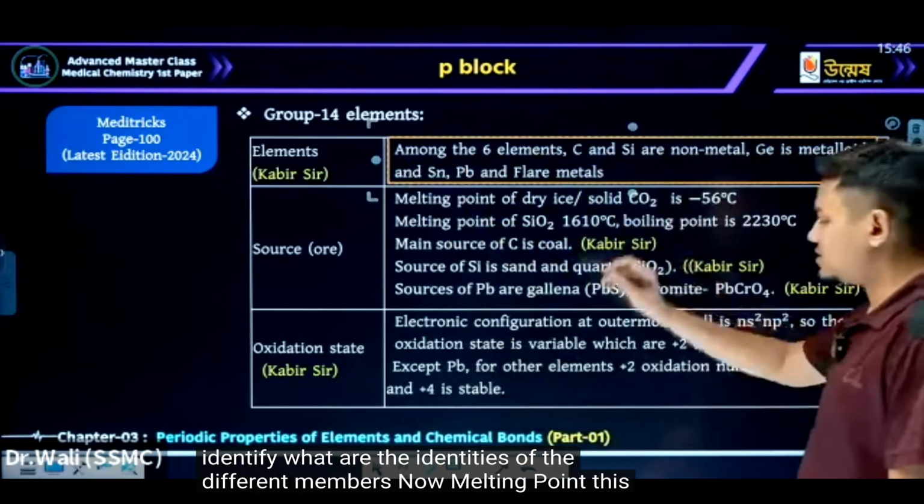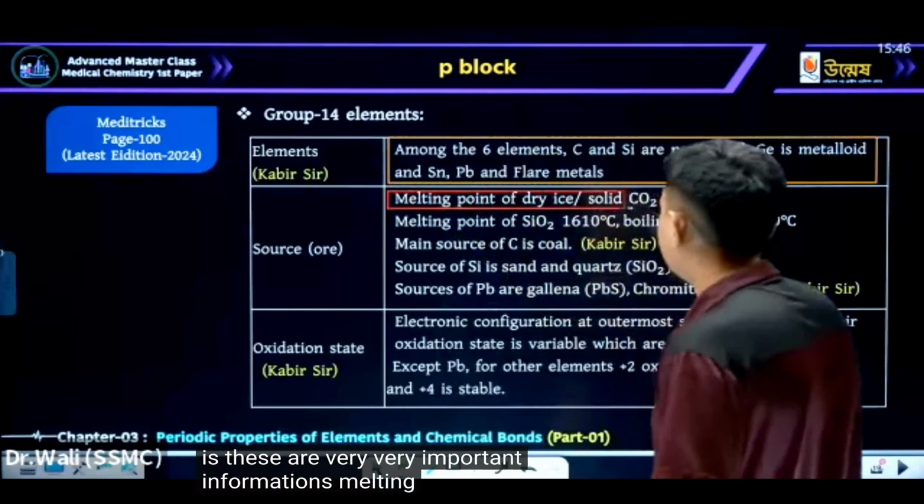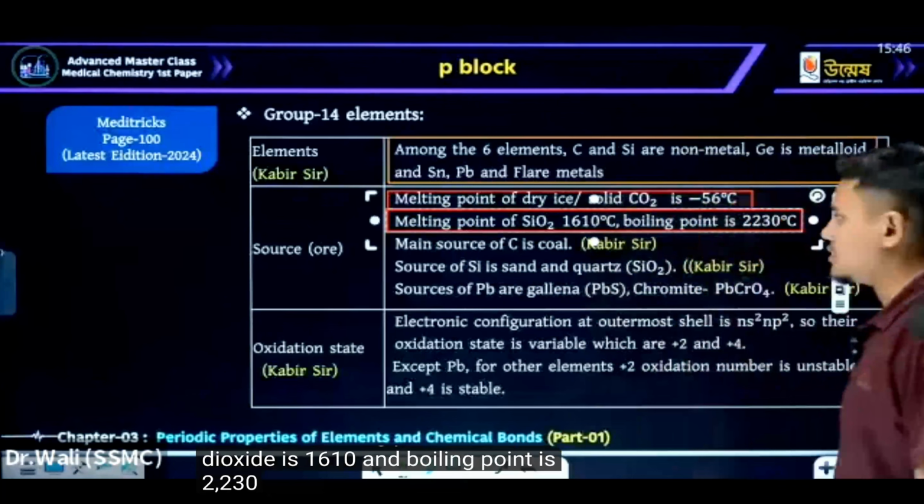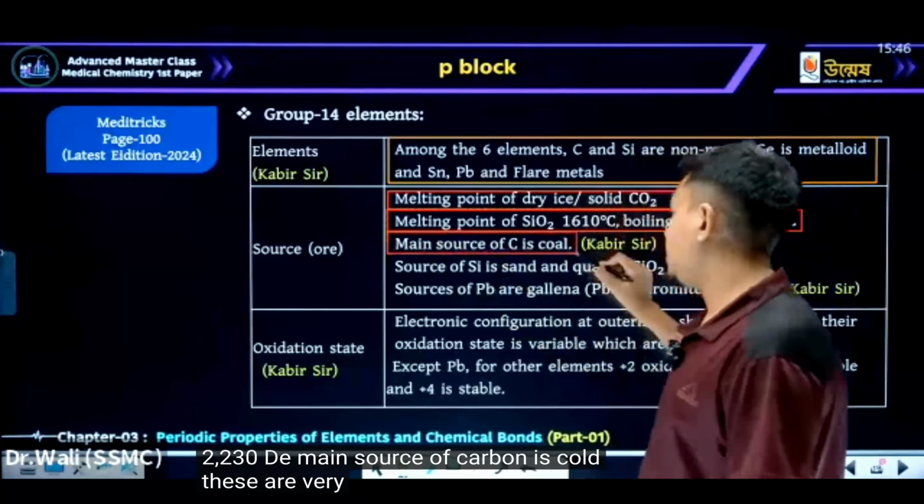Now, melting point. These are very important information. Melting point of dry ice is -56 degrees. Melting point of silicon dioxide is 1610, and boiling point is 2230 degrees. Main source of carbon is coal. These are very important information.